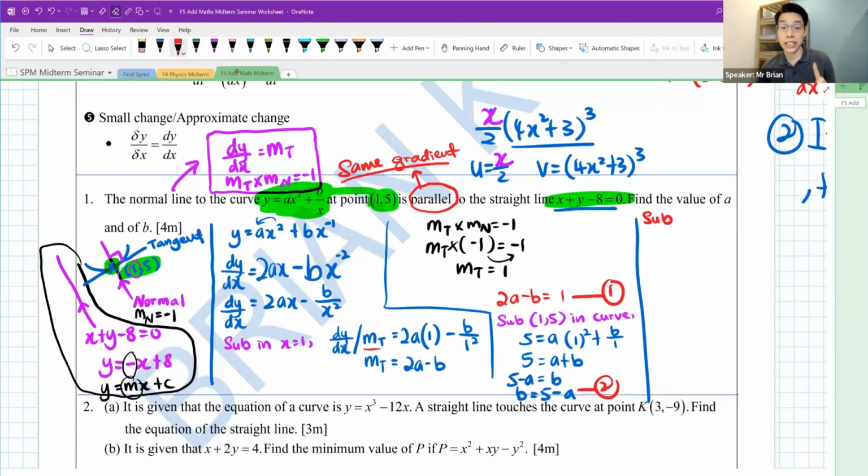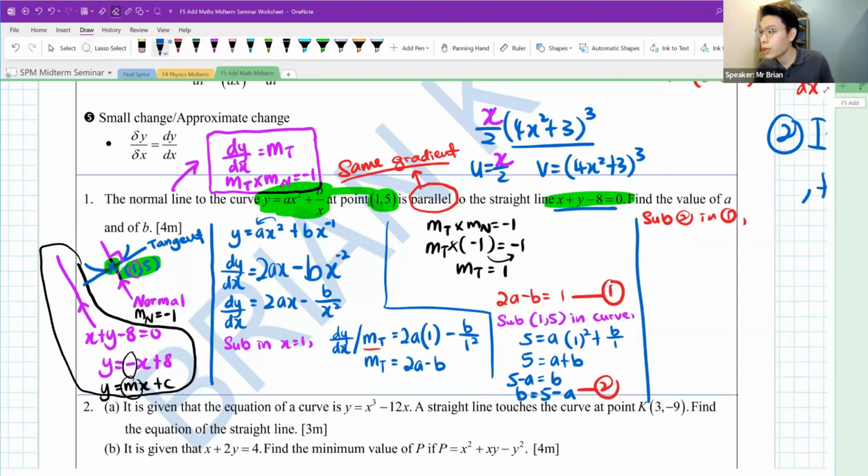It is not an easy question. I have to say this is quite a tough question. It is from the MRSM paper last year. All the questions are from the one or two latest state papers, or from the SPM paper. So all are actual exam questions.